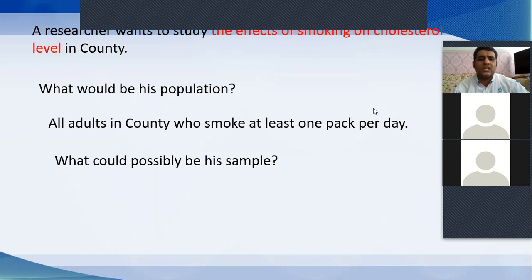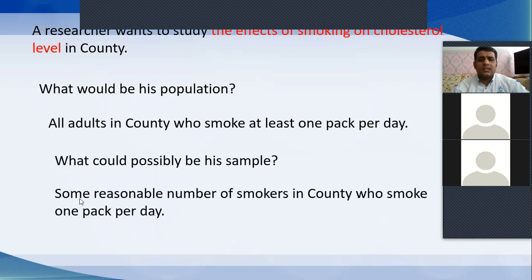The next question is, what could possibly be his sample? Some reasonable number of smokers in the country who smoke 1 pack per day. So when we consider a specified sample size, it is further filtering from the population. Population is the overall community. In this example, all the smokers are the population of this study.